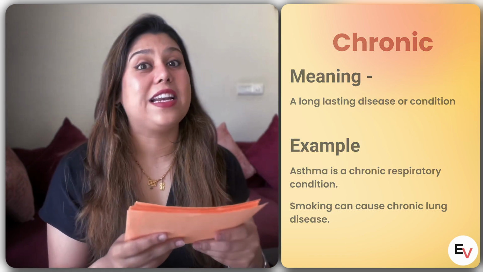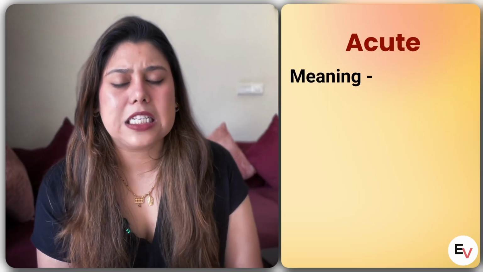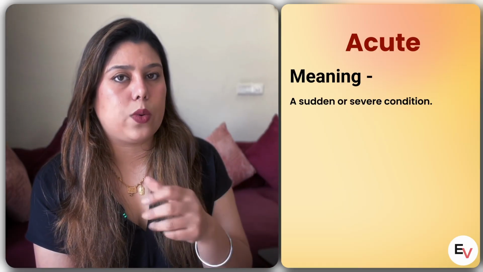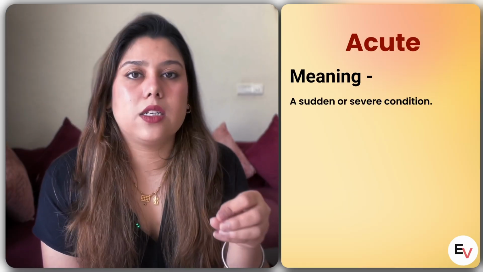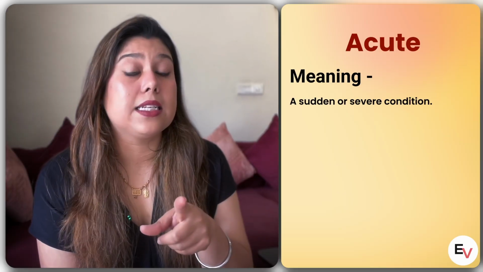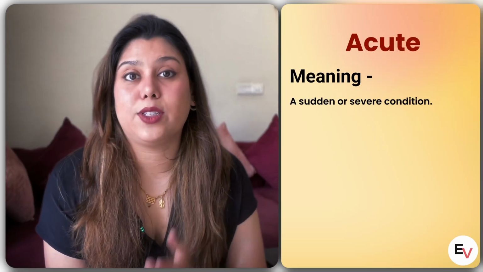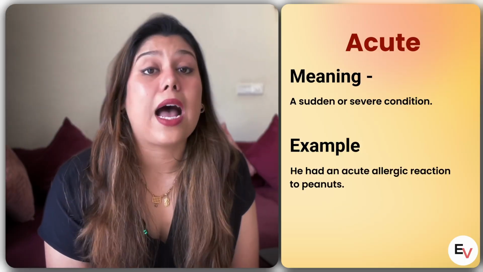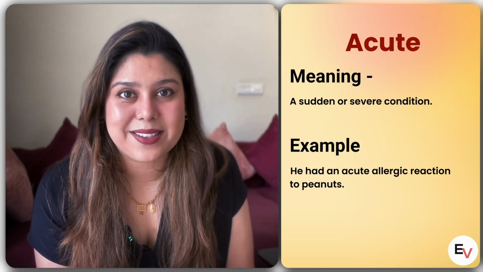Moving on to your next word, which is acute. Repeat after me. Acute, which means a sudden or severe condition. For instance, let's say that when someone gets a sudden asthma attack, that is an acute condition. Now let's frame a sentence with this word. He had an acute allergic reaction to peanuts.